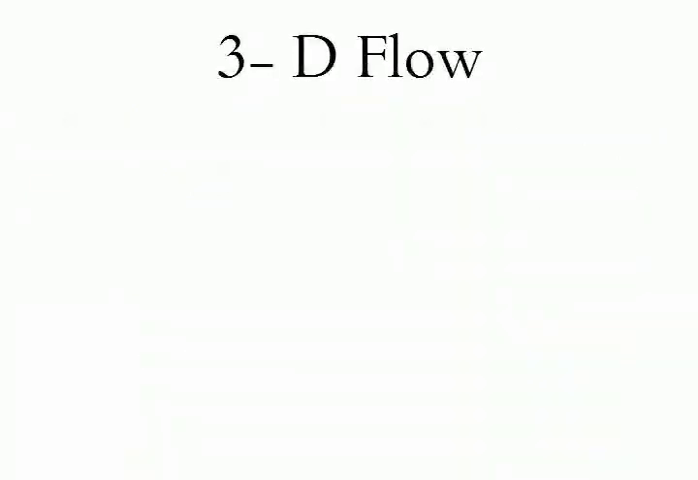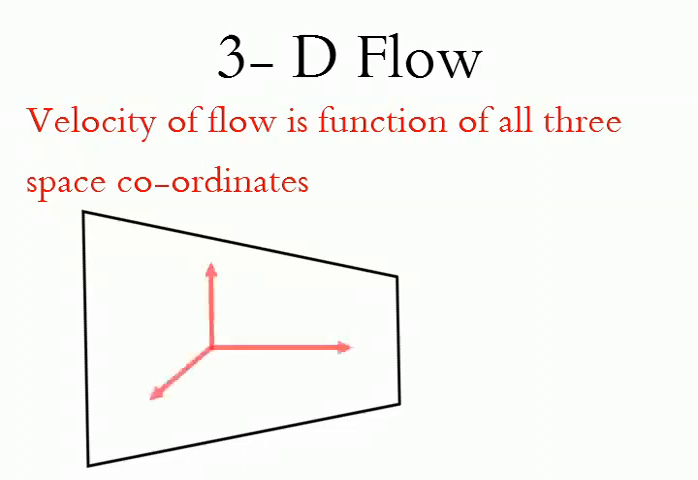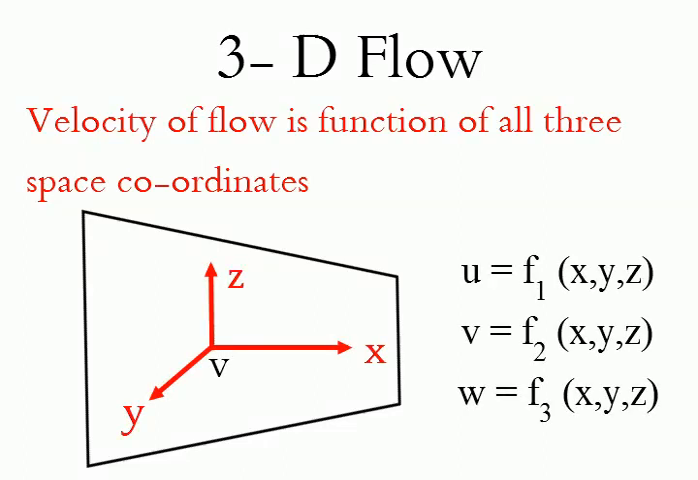The flow in which the velocity is a function of time and all three space coordinates is called three-dimensional flow. The flow in converging or diverging pipes or open channels is 3D flow.